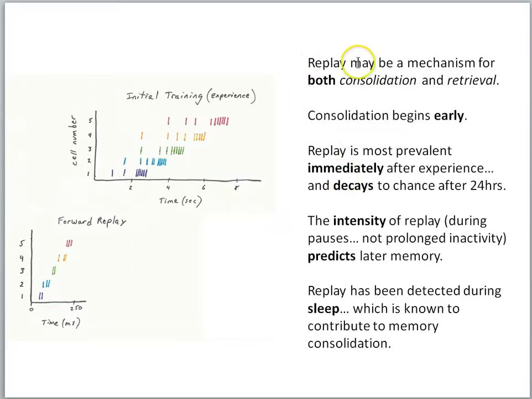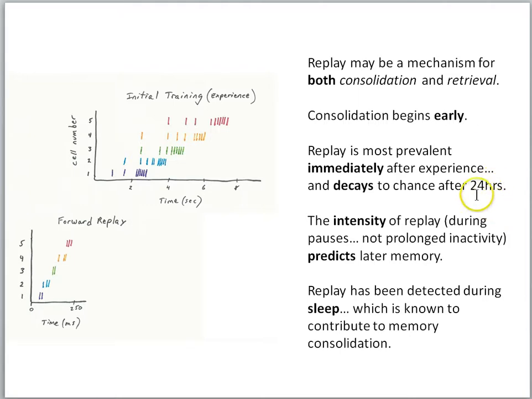So in summary then, replay may be a mechanism for both consolidation and retrieval. And notice then, this means that consolidation of memory begins early. It happens soon after the experience. So replay is most prevalent immediately after the experience and decays to chance after about 24 hours. And if replay is part of consolidation, then it means the consolidation of memory is happening soon after the event itself. It's just that we might not be conscious or aware of these replay events taking place in our brain.